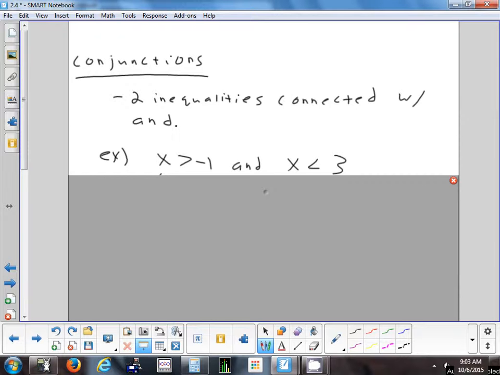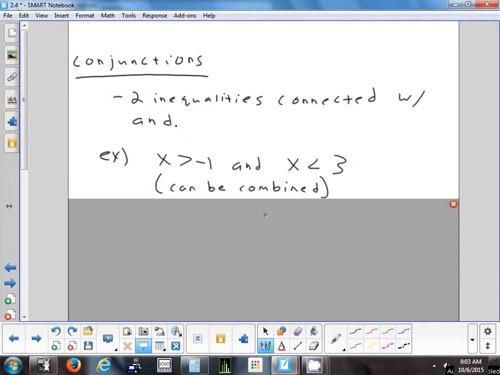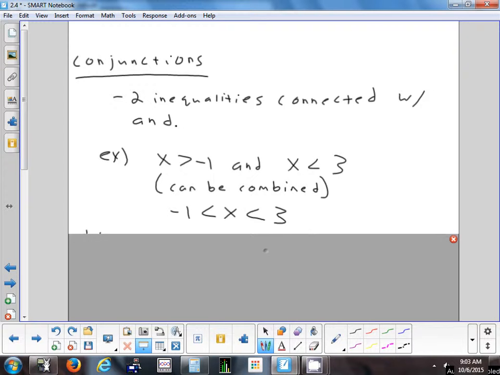Could you actually pick -1 or 3, and it would satisfy what I have here? No. Why not? It's not equal to. You have to pick something that's less than 3 and greater than -1. A lot of times when we write a conjunction, we don't write it separately. We can combine it all together just like that.